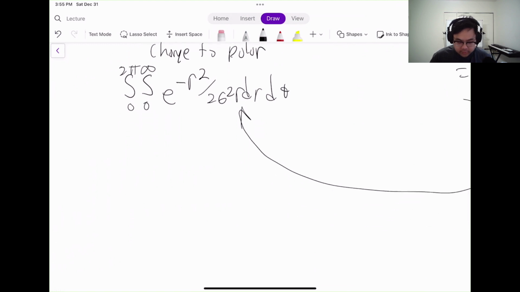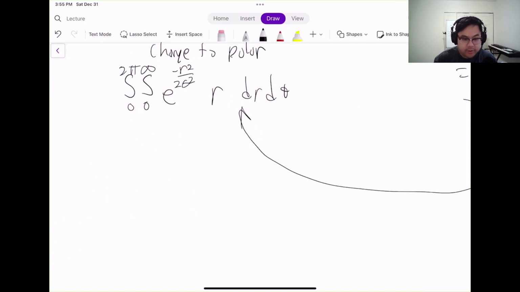Now, how do we integrate this? This looks kind of messy. Actually, it does look messy. Let me rewrite it. I don't like how it's written. Negative r squared over 2 sigma squared, times r. That looks better. Okay? How do we integrate this? We have an e raised to the r squared. First of all, what are we integrating? We're integrating r. This looks like an integration by parts because we have an r and this function here. But it's actually a u substitution because we have the parts.